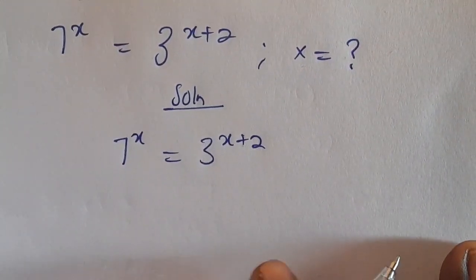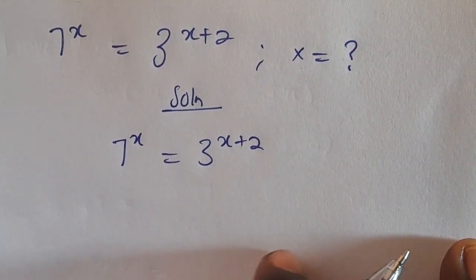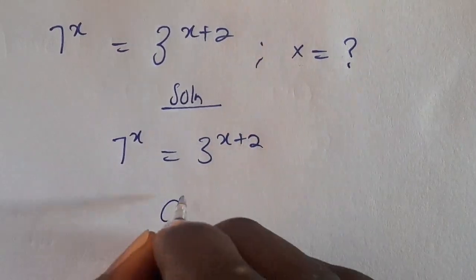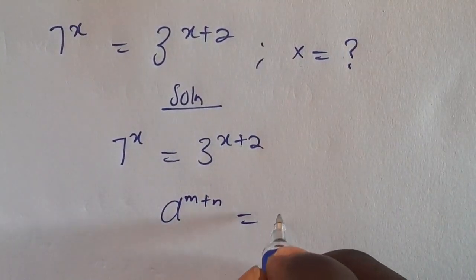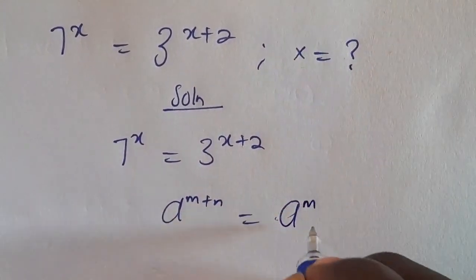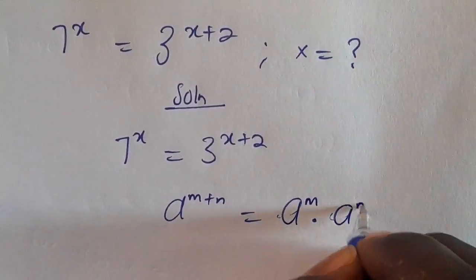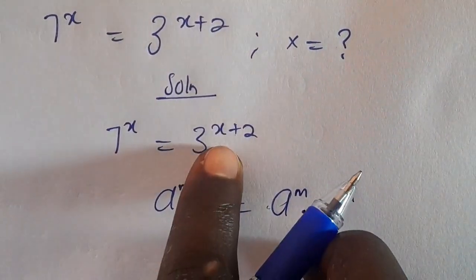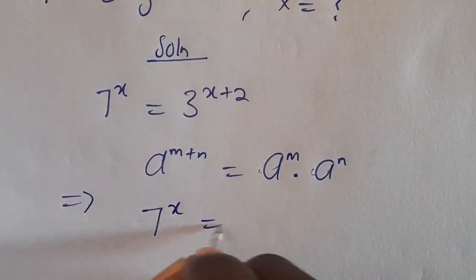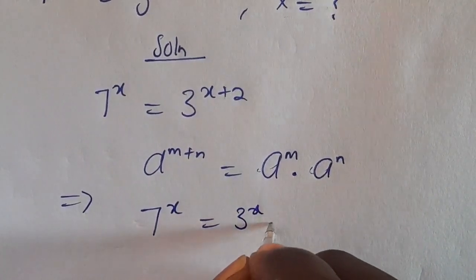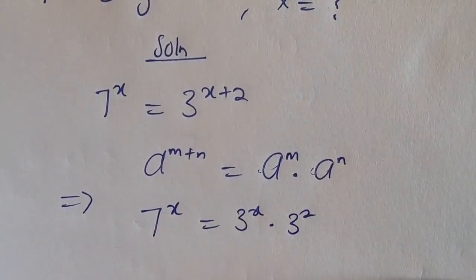But let us recall from law of indices, when you have a to the power of m plus n, this equals a to the power of m multiplied by a to the power of n. So by applying it here, we are going to have this as 7 to the power of x equals 3 to the power of x, then multiply by 3 to the power of 2.